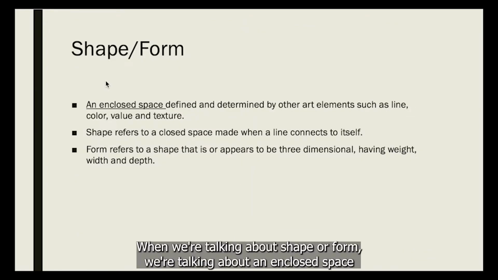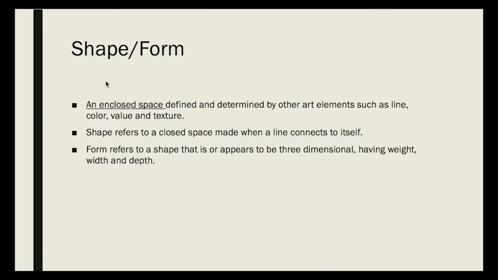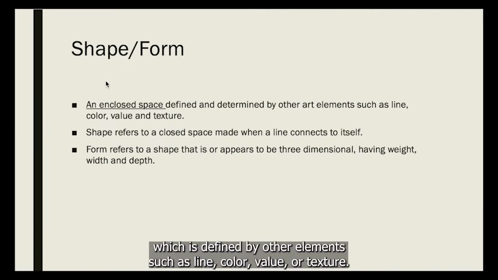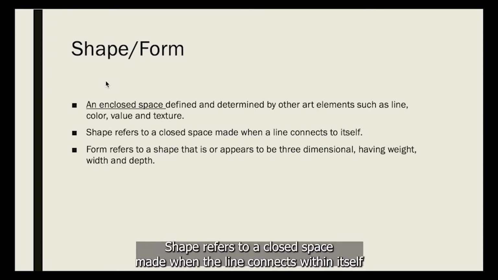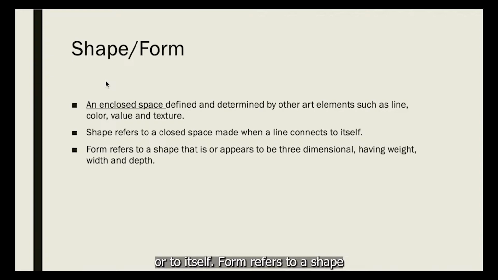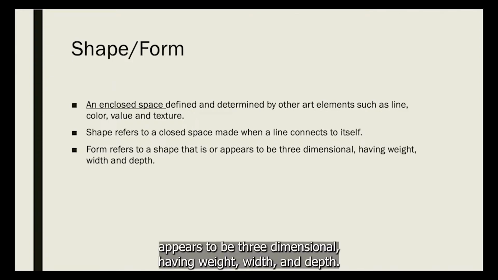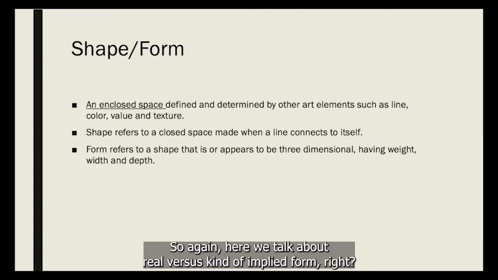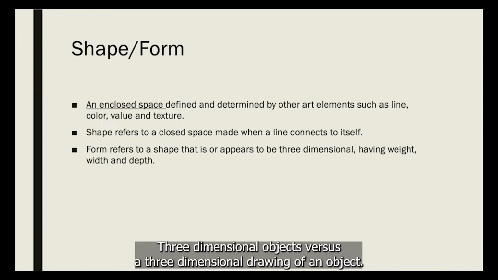When we're talking about shape or form, we're talking about an enclosed space that's defined by other elements, such as line, color, value, or texture. Shape refers to a closed space made when a line connects within itself or to itself. Form refers to a shape that is or appears to be three-dimensional, having weight, width, and depth, right? So again, here we start talking about real versus implied form, right? Three-dimensional objects versus a three-dimensional drawn object.